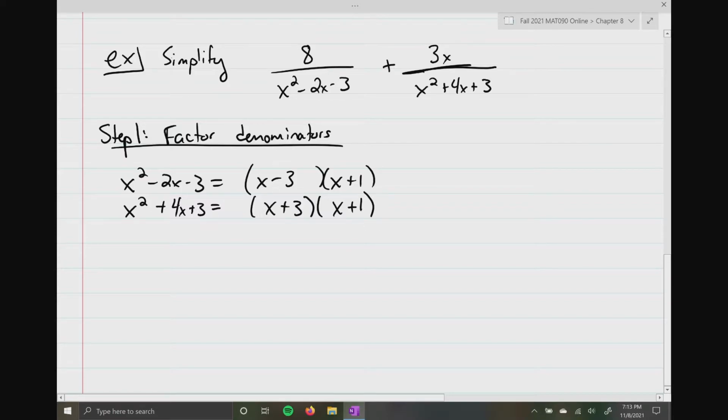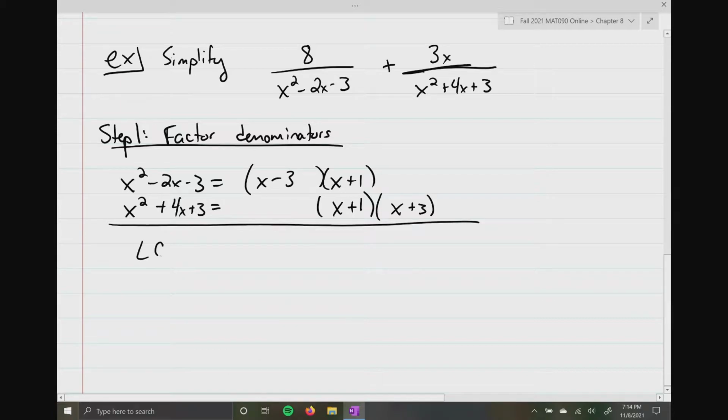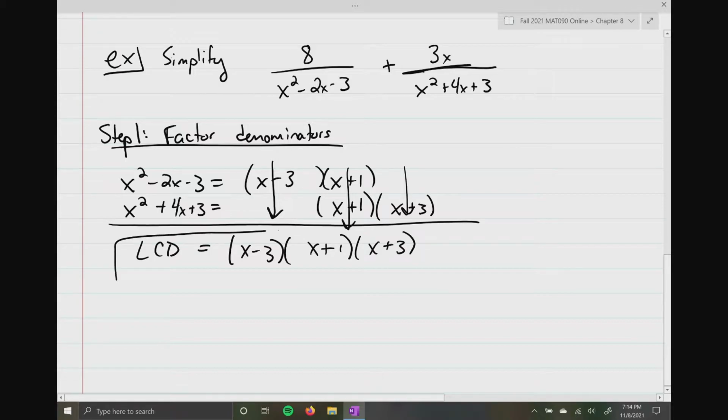Now, what I should be doing is this. I'm going to write that x plus 3 all the way over here. Because remember, as above, what I'm concerned with are all the factors that come straight down. So that's going to come straight down. This is going to come straight down. And then this is going to come straight down. And what you've just found is the LCD. Okay? So there's step one.